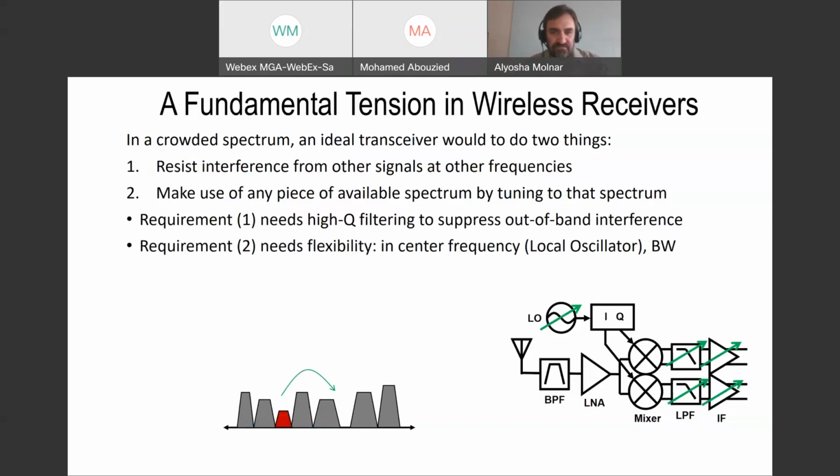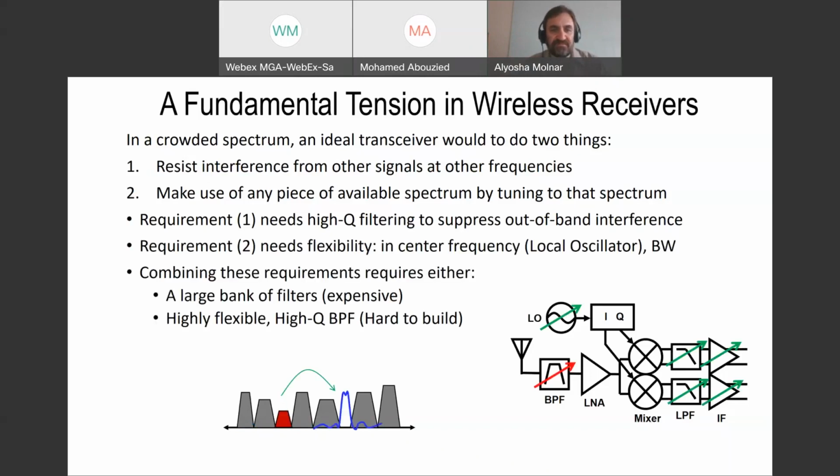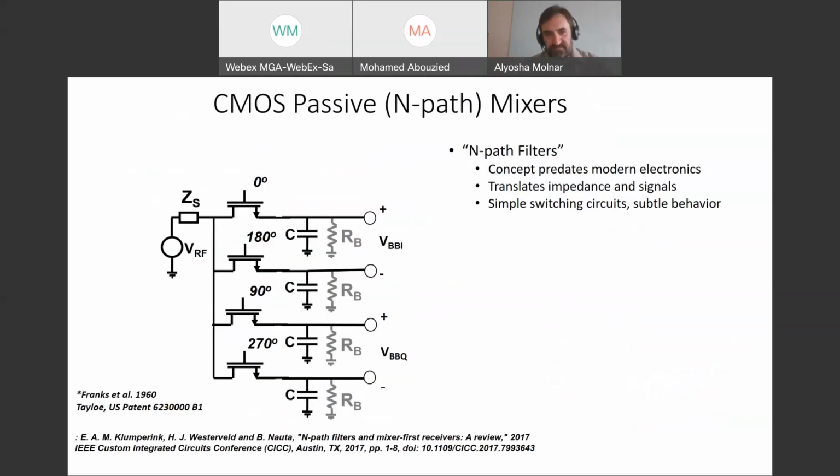Now, parts of that are not hard. Shifting your local oscillator or your baseband bandwidth on the fly is not a particularly difficult thing; we've done that for a long time. But combining them requires that you either have a large bank of filters, or some sort of highly flexible, high-Q effective bandpass filter, which is hard to build. It turns out that N-path mixers and filters are exactly the kind of technology that can address this need. That's what got us into it, and as I'll mention a little later, a whole variety of ideas have come out of this core capability.